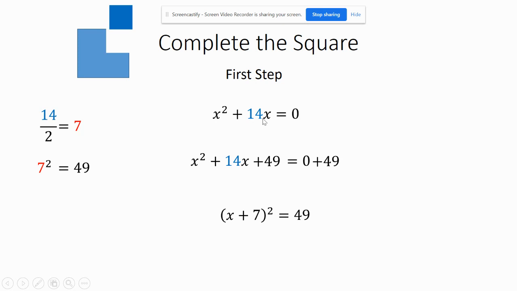The reason we always do this is that whenever you FOIL this, your first term times your first term is the same, and the last term times the last term is squared. But the middle term is made up by taking these two multiplied together, doubled. So if I undouble it, that means cutting it in half, and then I square it so I know what I need to add, and that helps me know what's going to go in my binomial term here.